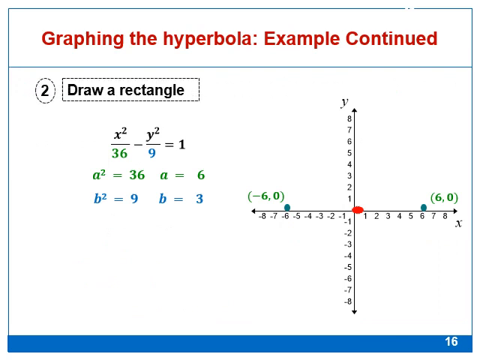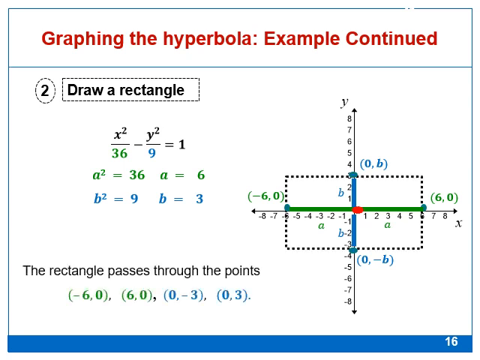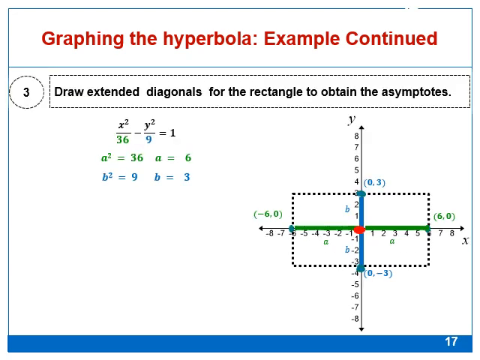Next, we draw the rectangular box. From the center of the hyperbola, we move on the transverse axis, which is horizontal in this case, so we move a units to the right and a units to the left. And perpendicular to the transverse axis, we move b units upwards and b units downwards. We'll get 4 points and then draw a rectangular box passing through these 4 points and centered at the origin, which is the center of the hyperbola in this case.